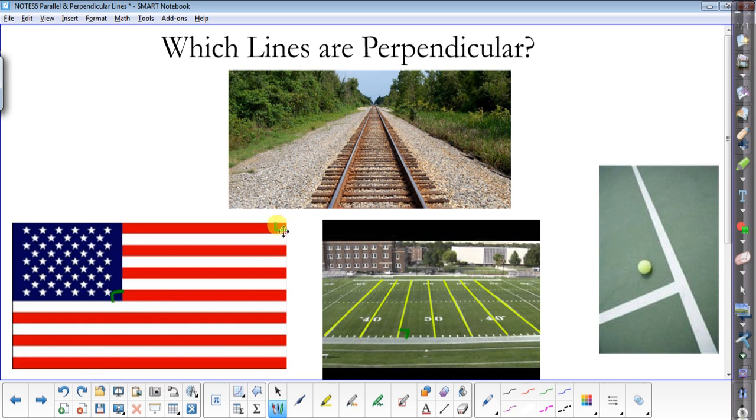The corner of the flag is a 90-degree angle. The corner on this tennis court is a 90-degree angle. So these lines are perpendicular. Each railroad tie is perpendicular with the metal bar, the metal rail. Okay, so perpendicular lines are lines that form 90-degree angles, or right angles.